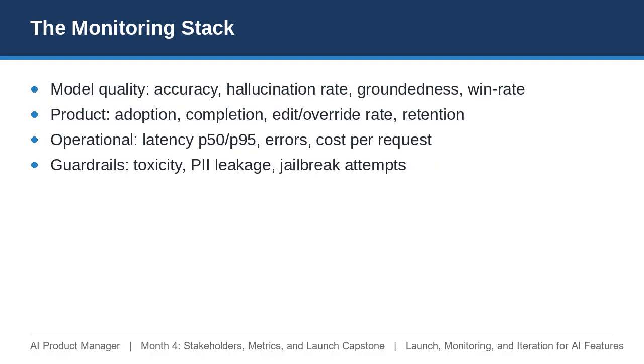Monitor 4 layers. Model quality: accuracy, hallucination rate, groundedness, win rate versus baseline, often via sampling and LLM as judge or human review. Product metrics: adoption, task completion, and especially edit or override rates that reveal silent dissatisfaction. Operational metrics: latency, error rate, and cost per request. And guardrail metrics: toxicity, PII leakage, and jailbreak attempts. Each metric needs a threshold and an owner.